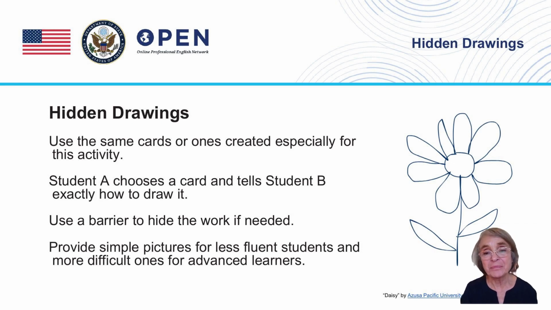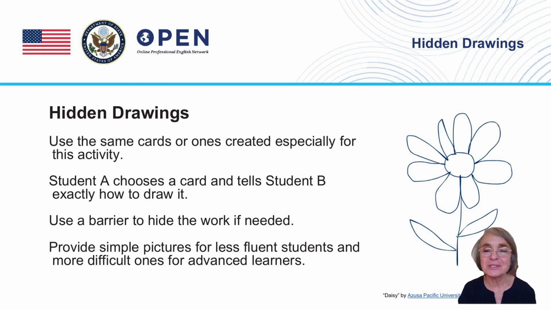For example, it is a flower that looks like a daisy. The center is a circle, and there are 8 petals around the circle. The stem is straight and has 2 leaves. The leaf on the left is lower than the leaf on the right.